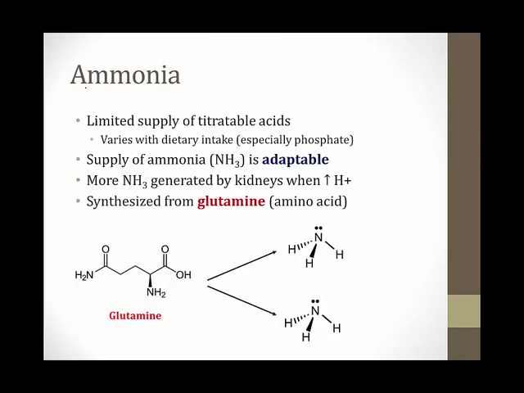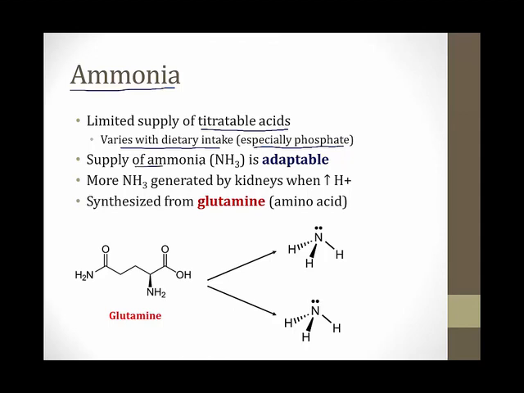The second urinary buffer is ammonia, and the reason we need ammonia is because we have a limited supply of titratable acids. The supply of titratable acids varies with dietary intake, especially dietary intake of phosphate. So if the kidneys need to excrete large quantities of acid, titratable acids are not going to be sufficient to carry those protons out of the body.